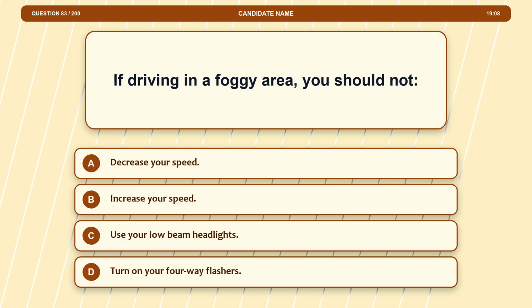Question 83. If driving in a foggy area, you should not. Option A, decrease your speed. Option B, increase your speed. Option C, use your low beam headlights. Option D, turn on your four-way flashers.